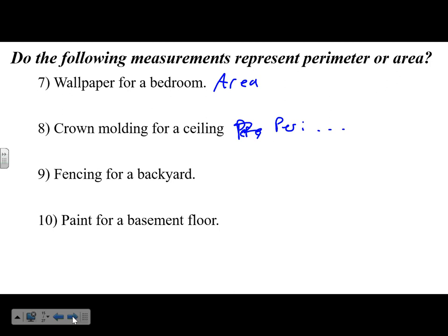Fencing for your backyard. We just did an activity with this. That's perimeter, because it goes just around the outside. The grass of your backyard would be the area. That's what fills everything else in. It doesn't go around the outside. Paint for your basement floor. It goes across the whole floor, not just the outside, so that is area.